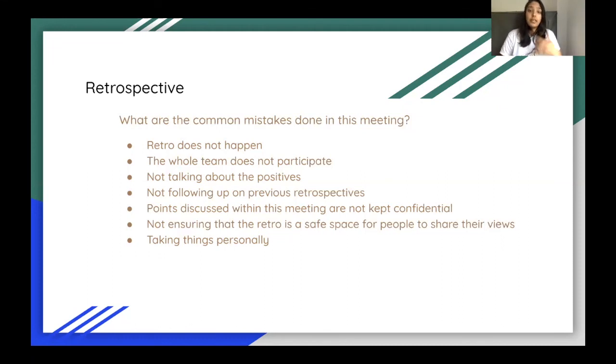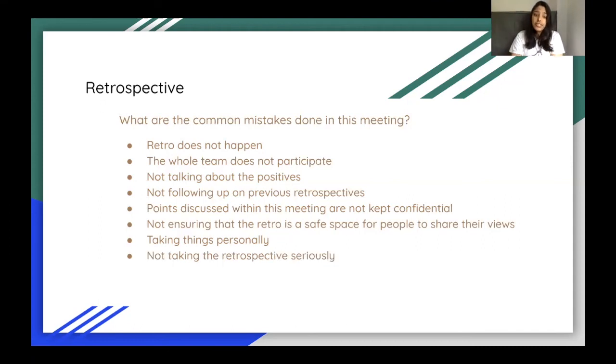At the same time, as a team lead, you should not take it personally. You need to understand that this feedback is coming from your teammates, and it is very, very important so that you can grow as a team. So take it positively and give it in a constructive way. Do not use this meeting as a place to take out your personal vendettas against people. This is not the meeting to do that.